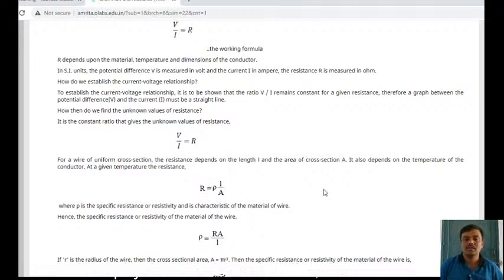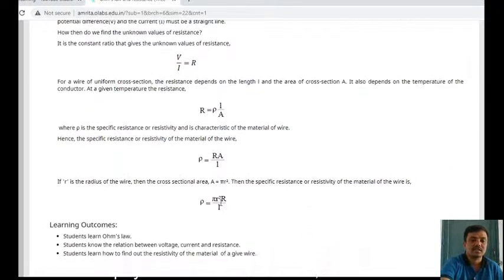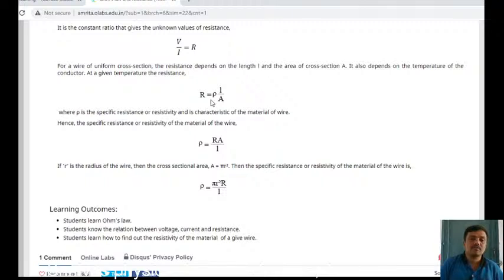Here resistance is directly proportional to length and resistance is also inversely proportional to area. When we combine them, we will get this formula. Okay, this is the formula for the resistance. Resistance is proportional to length, resistance is inversely proportional to area. From that, the resistance formula is R is equal to rho L by A. From this formula, what is rho here? Rho is the resistivity or the specific resistance.